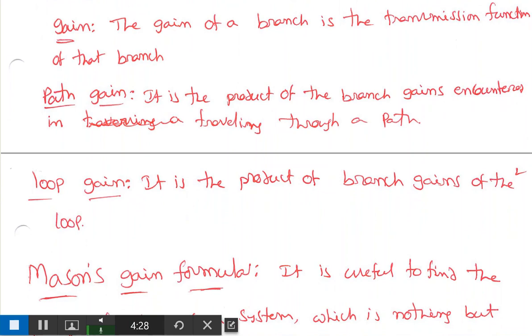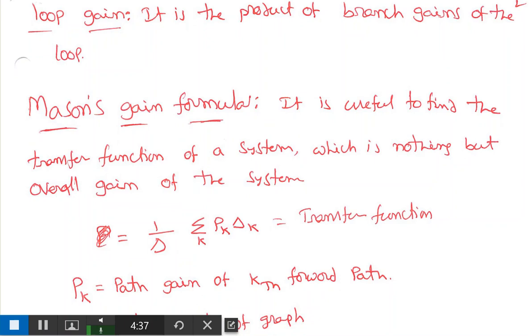These definitions are important when we are solving an example. You will understand better when I'm solving an example. We're going to solve this by using Mason's gain formula. It is useful to find the transfer function of a system, which is the overall gain of the system. The overall gain is output over input. The output could be voltage or current, and the input could be voltage or current, or other values like force, acceleration, and so on.